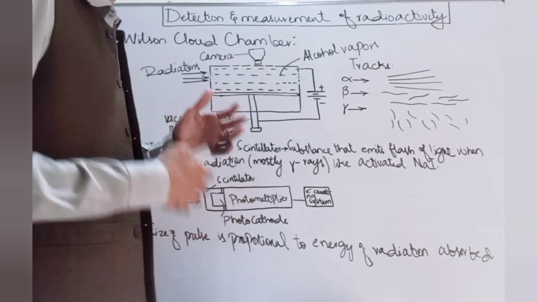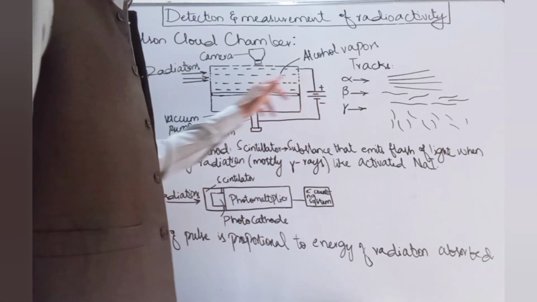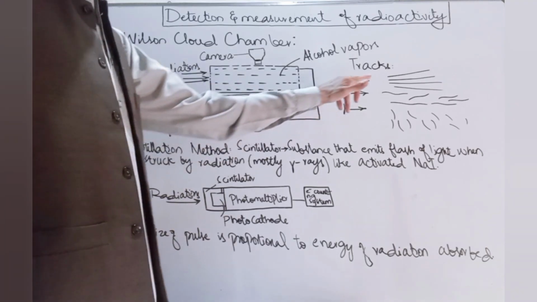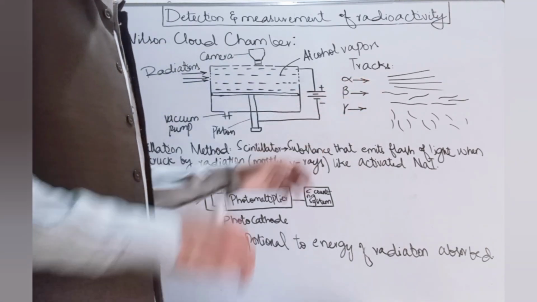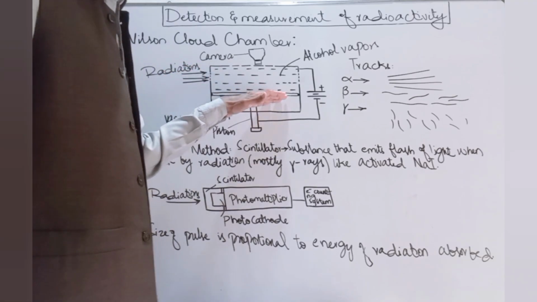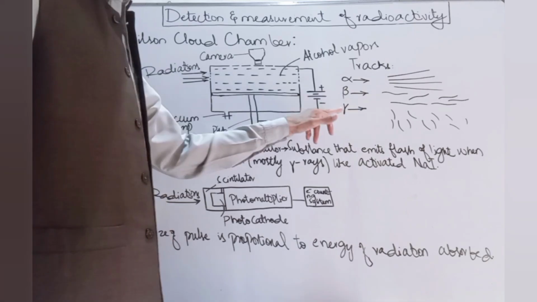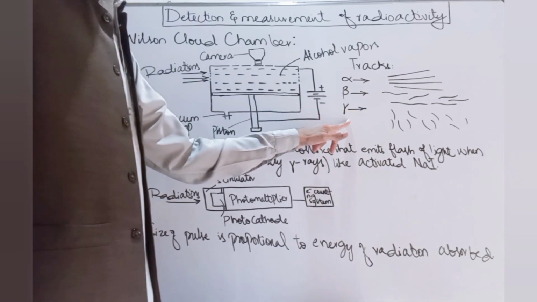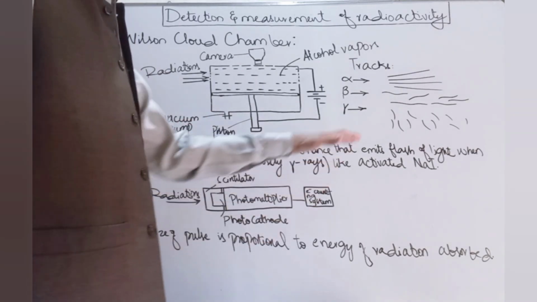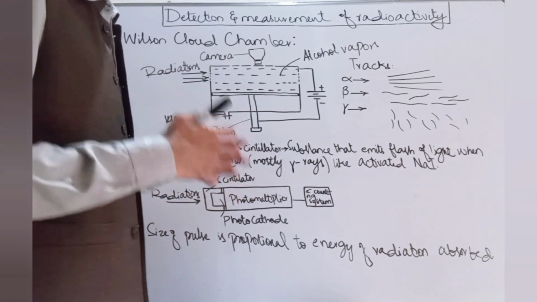If we talk about how the cloudy tracks look, if alpha radiations enter the Wilson cloud chamber, this type of track is produced. These are straight lines moving through the Wilson cloud chamber. If beta radiations are used, irregular tracks are produced. If gamma radiations are used in the Wilson cloud chamber, there is no pattern of cloudy tracks. These are very short and completely irregular.